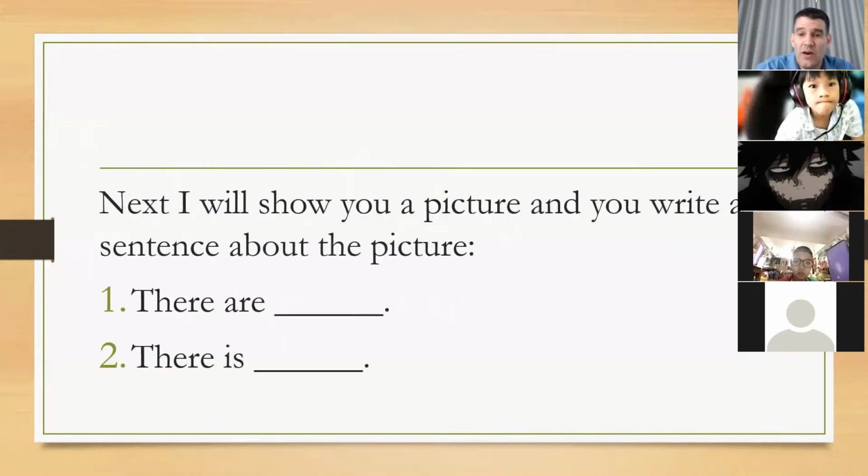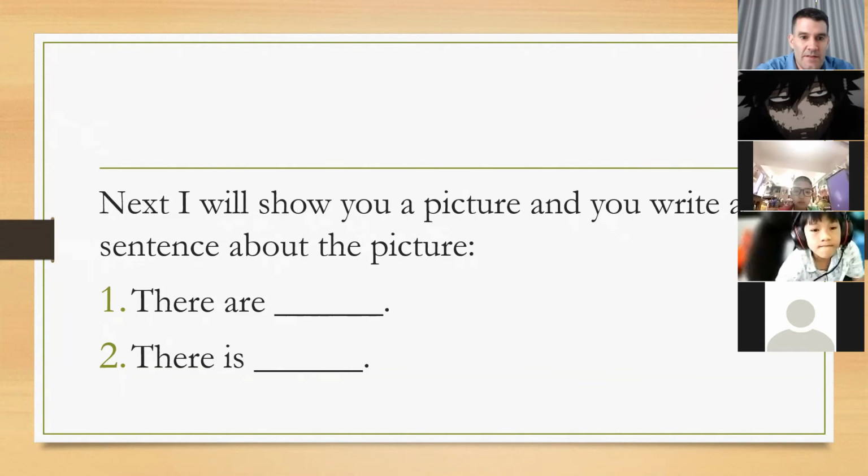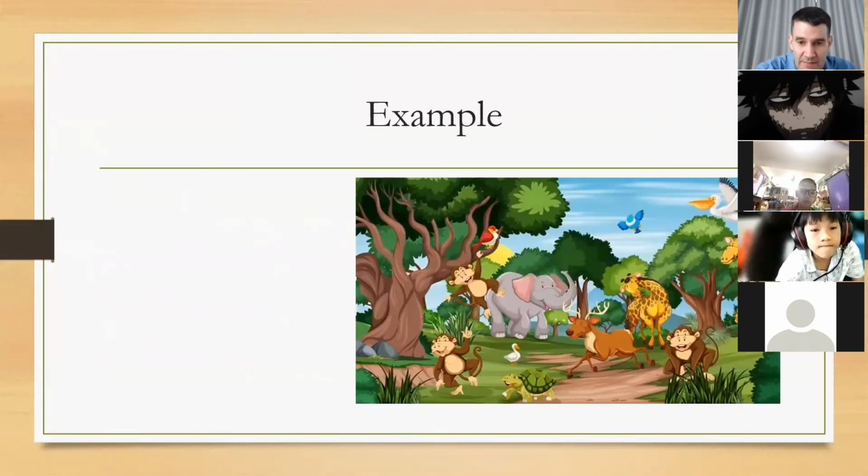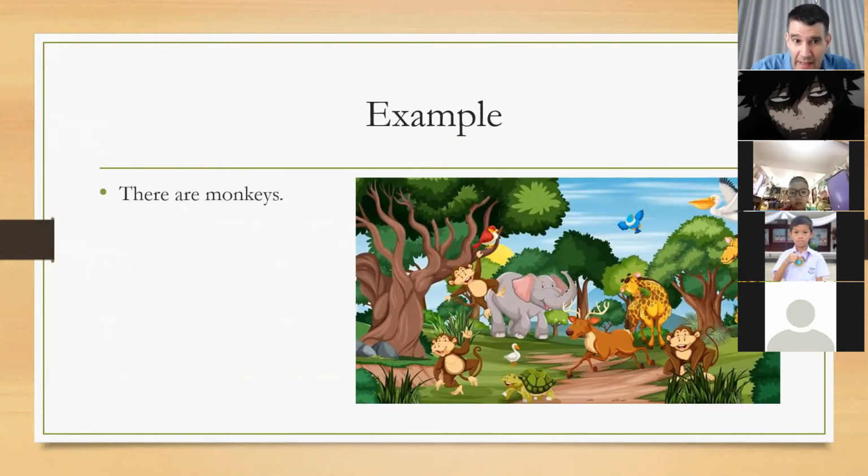So next I'll show you a picture and you can write in the chat something, either there are or there is. So first I will show you an example of what I mean. So I'll show you a picture like this and you can say there are monkeys. You can see there are 3 monkeys. So you do not say there is monkeys. There are monkeys. You can say there are trees.